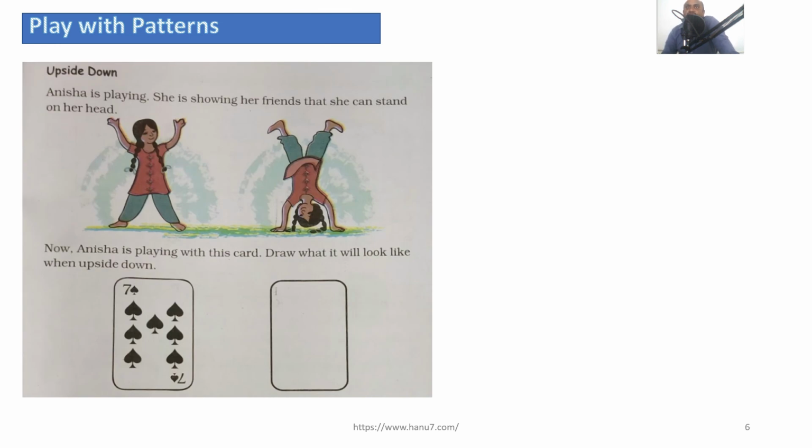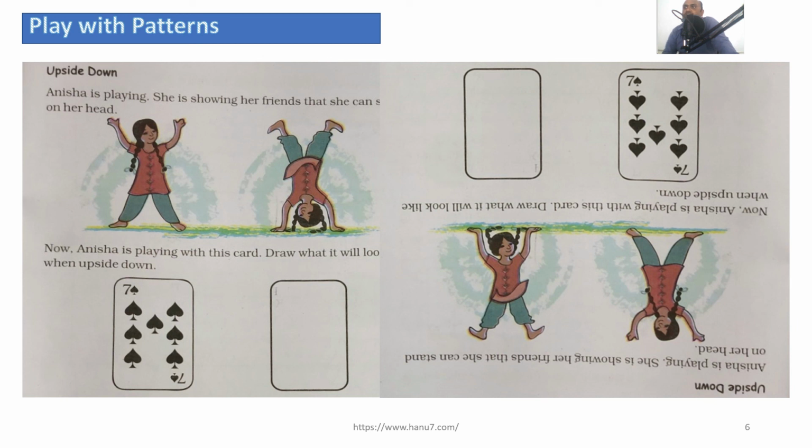Now upside down. Anisha is playing. She is showing her friends she can stand on her hands. Now Anisha is playing with this card. What will it look like when she is upside down? It's very simple. Just invert this message. You will see how it looks. The play card 7 looks like this. Okay, so this is upside down.